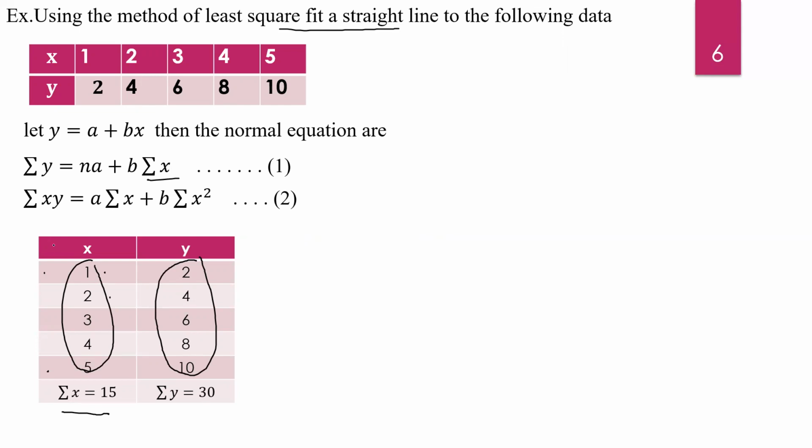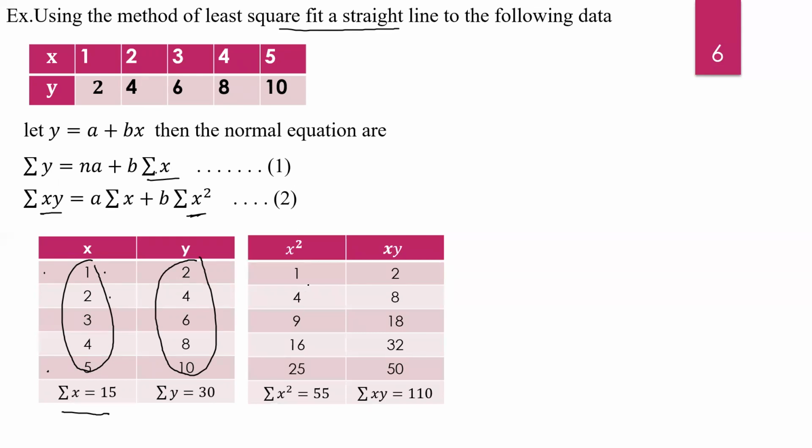Now the next requirement is X square. Then we prepare the column for X square. Then summation of XY, we prepare the column for XY. See the number of requirement, summation X, so we must have the X column. Summation Y, we must have the Y column, X square and XY. So these are the column of X square, column of X into Y. Now take its summation. The summation X square means sum of all these points. That is 55, and sum of all these points, that is 110, means summation XY.